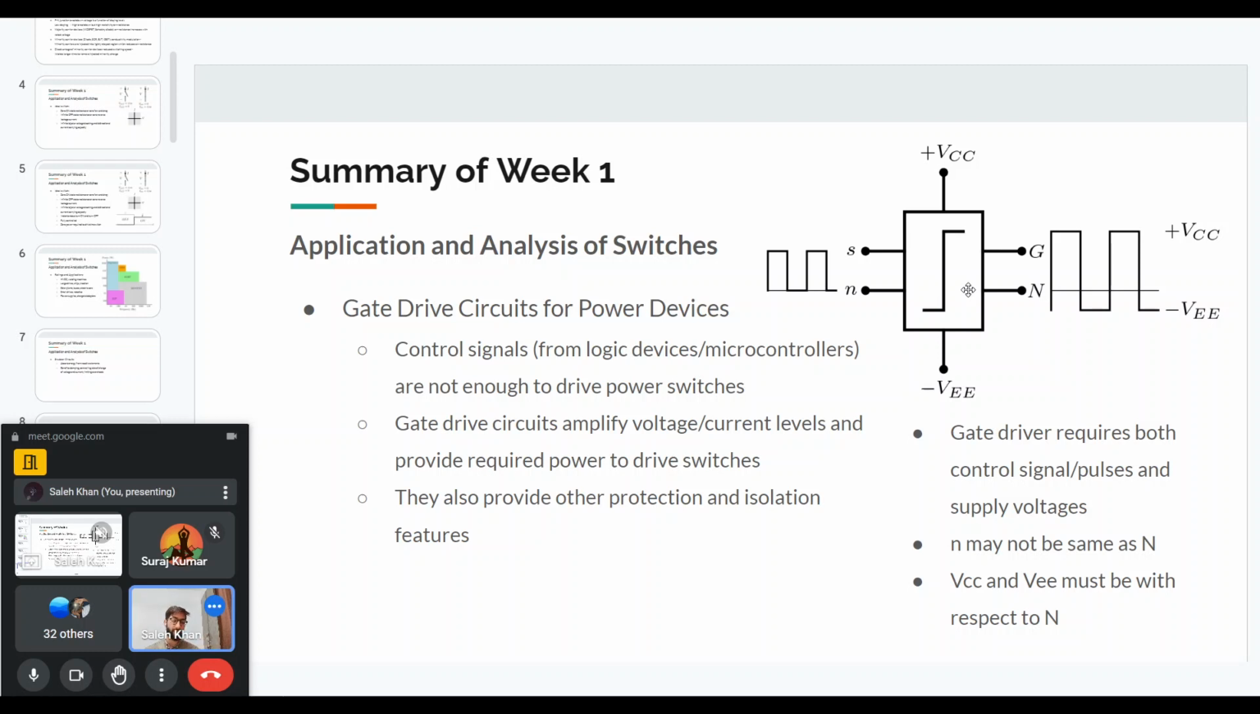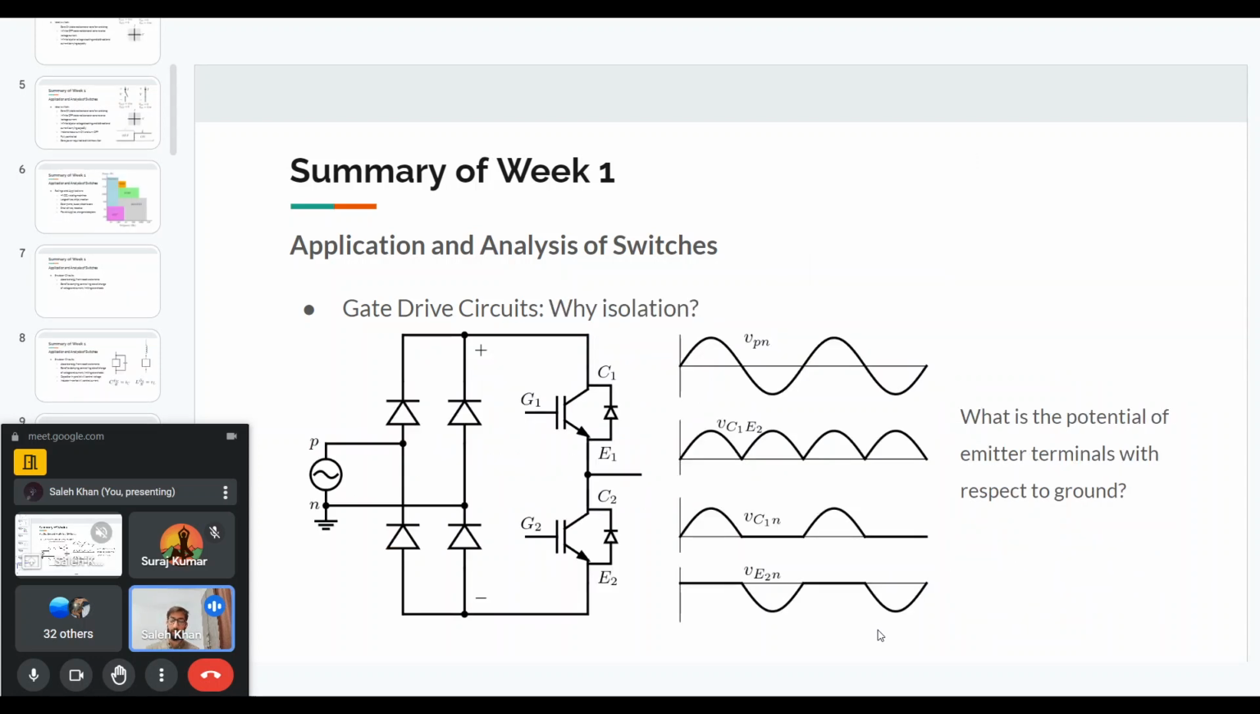applied to the device. But now here you can see the output of the gate driver is G, N. So G is the gate terminal and N will be the reference terminal for which the gate terminal is referenced basically. So for example, the G terminal will have a plus VCC when the device is on, and it will have minus VEE with respect to this N terminal, the capital N terminal, when the device is off. So this is the output. Now, it is not necessarily the case that the capital N will be the same as the small n, but the VCC and VEE voltages should be with respect to this capital N.